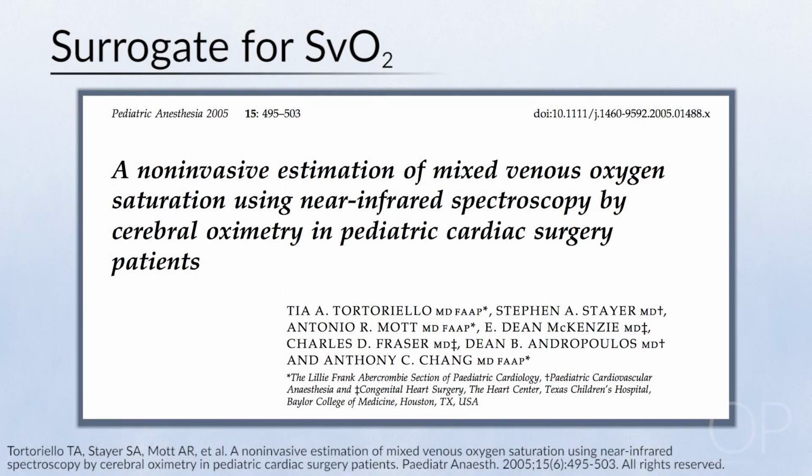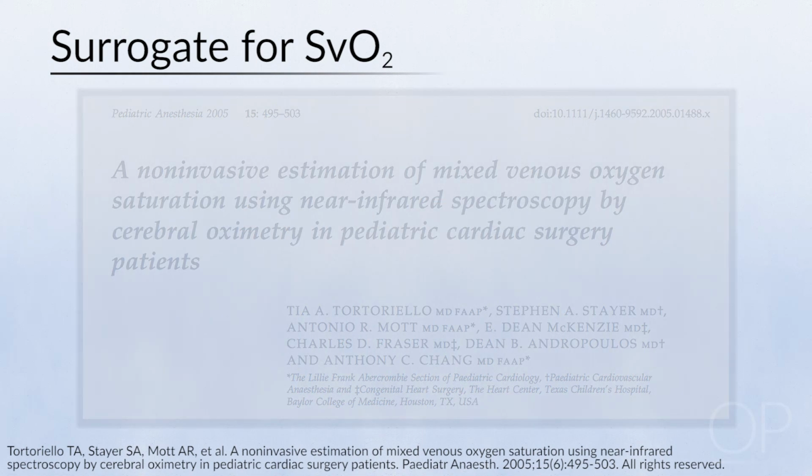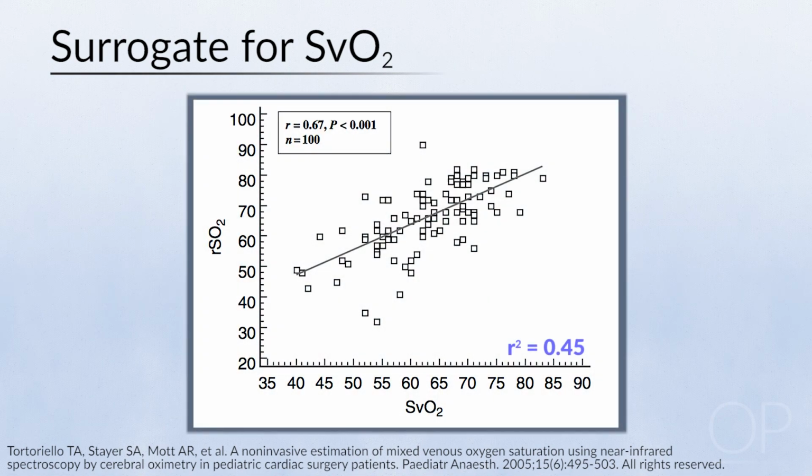Cerebral oxygen saturation is often used as a surrogate for mixed venous oxygen saturation because, as you know, to obtain a mixed venous oxygen saturation measurement is invasive. All the studies have shown similar findings to what I'm going to present now. So this is a study in the cardiac ICU where cerebral oxygen saturation is compared to mixed venous oxygen saturation.